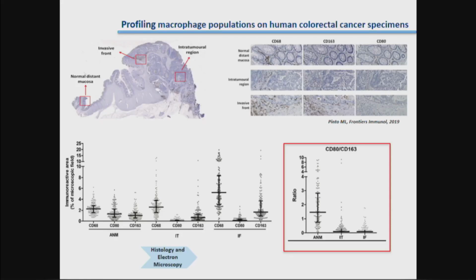We performed that in close collaboration with the histology and electron microscopy platform, which also helped us to mount this system to identify some of the markers that we can now use as markers of pro-inflammatory and anti-inflammatory macrophages. Through this thorough characterization, we could visualize that the macrophages are distributed along not only the tumor and the invasive front, but also the normal adjacent mucosa.